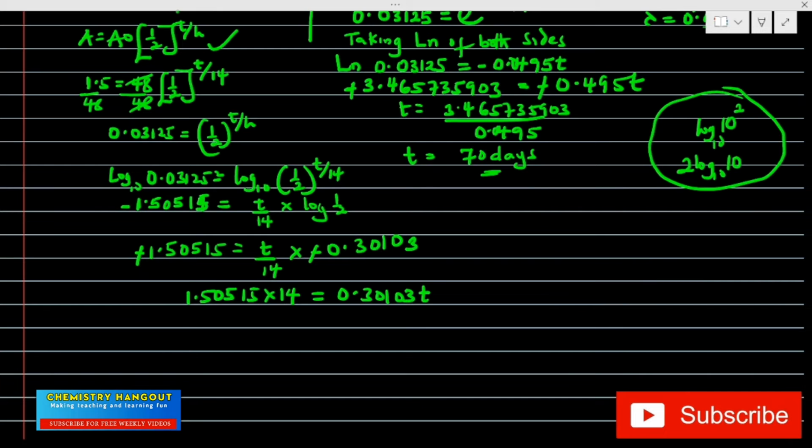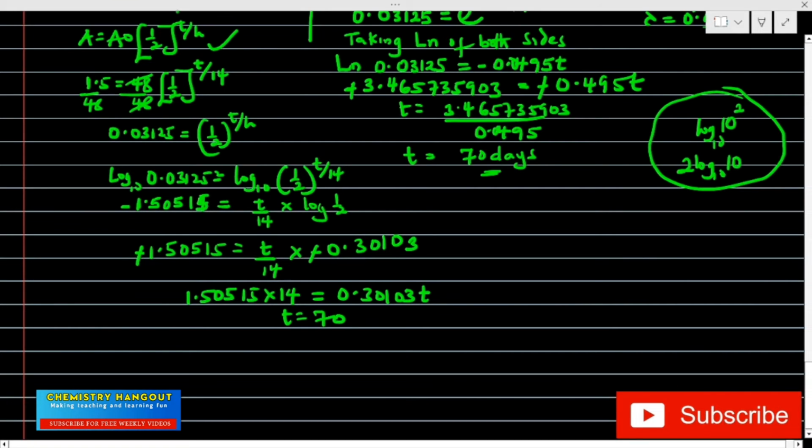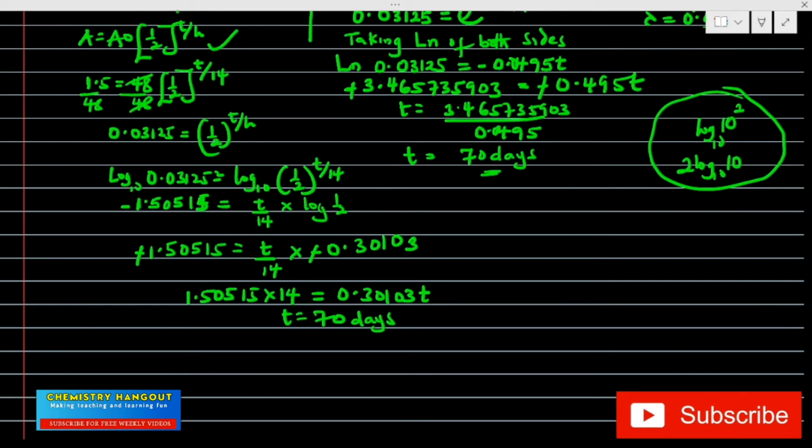So let's see. 1.50515 times 14, okay, divided by 0.30103, and that's giving me approximately whole number 70 days. Can you see that? Interesting. So you can use any of the two formulas. I prefer the second one because the exponential is not there. So it's just that you must take log of both sides, and we are okay with that.